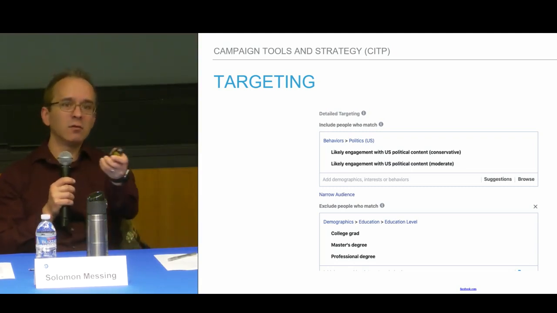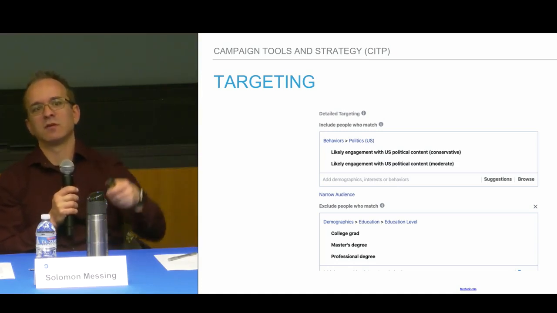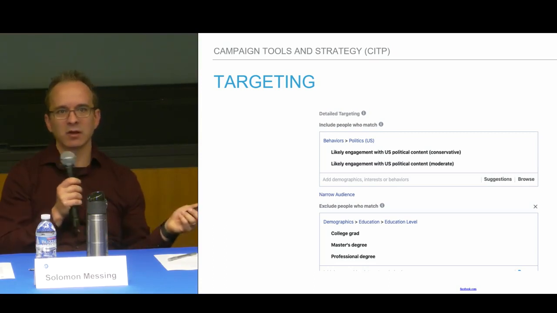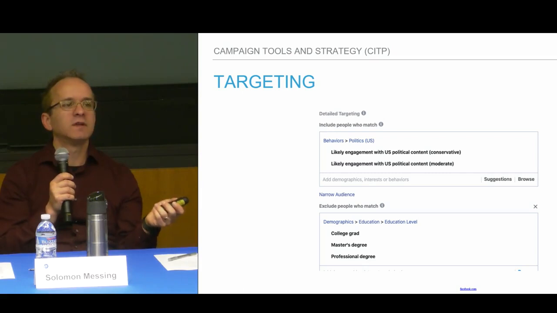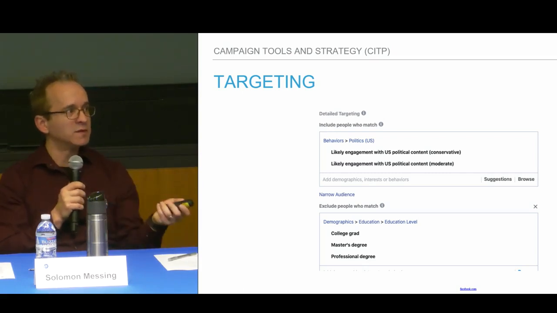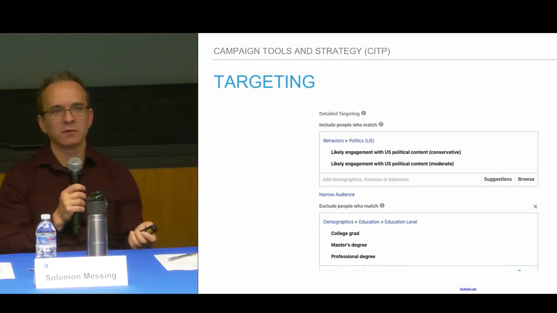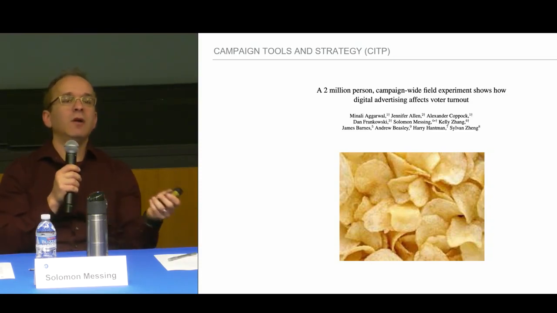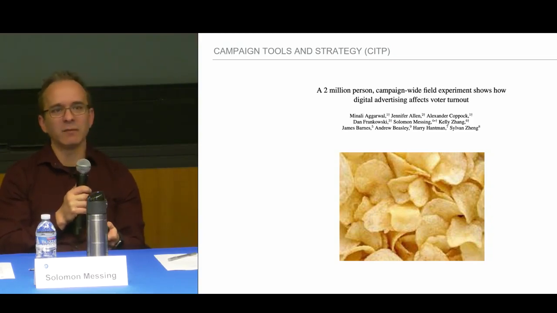There are plenty of tools available for targeting. Facebook has this tool. It probably looks totally different now, but this is what their targeting interface looked like in 2020. The voter file itself, which is what campaigns often use as the basis for targeting, contains a lot of variables that you might want to use for targeting. But again, the effects are tiny. You're never going to be able to know if you're actually affecting one group more than another in that environment.